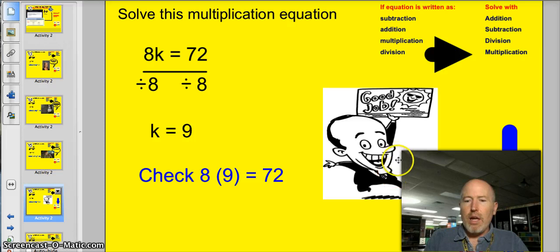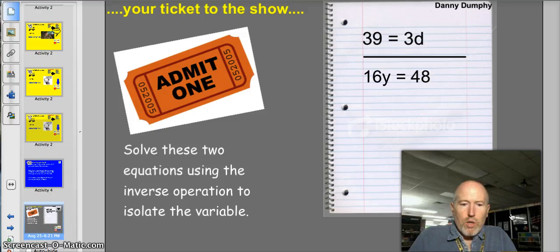Good job, kids. All right, let's do the ticket to the show. 2 multiplication equations. 39 equals 3d. 16y equals 48. Please complete those. That'll be your ticket to the show.